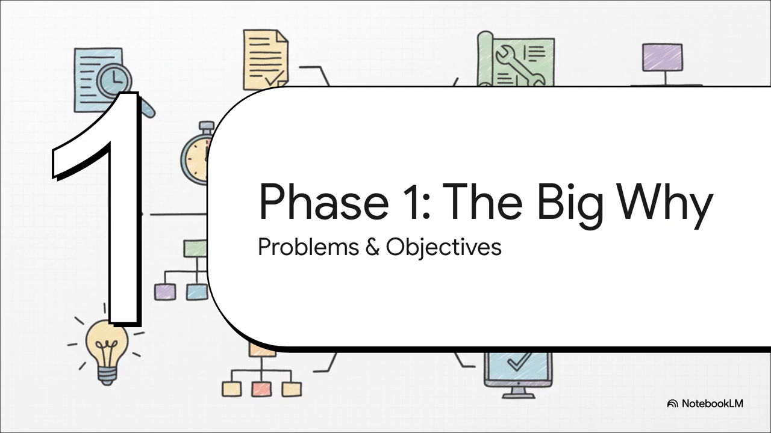All right, let's dive into phase 1. I like to call this the big why. Going back to our house analogy, this happens before anyone even sketches a blueprint. This is the part where you sit down and figure out why the family even needs a new house. Are they running out of space? Is the old one falling apart? What is the core problem we're trying to solve here?